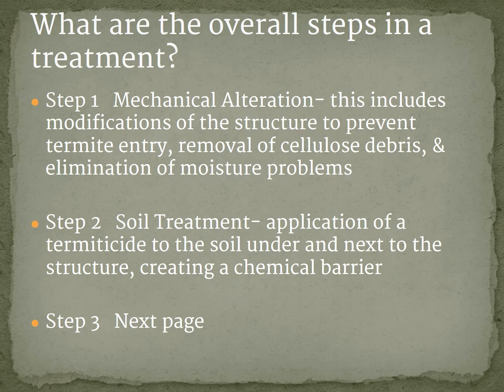We could spend a lot of time talking about this, but those of you that have been in the industry for a while know that, number one, you really need to seal off the areas where the termites can enter. This can be cracks, crevices, and a lot of different areas. Secondly, removal of cellulose debris is a huge point we need to look at.